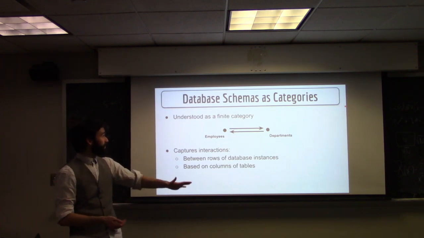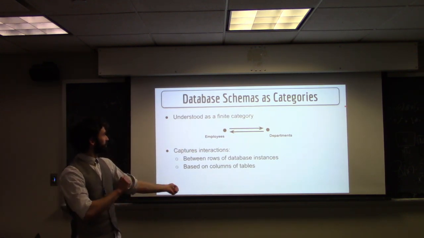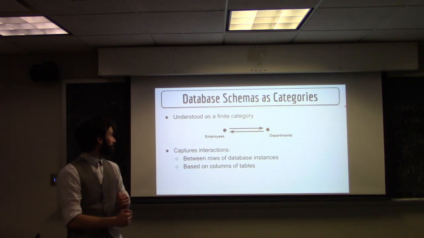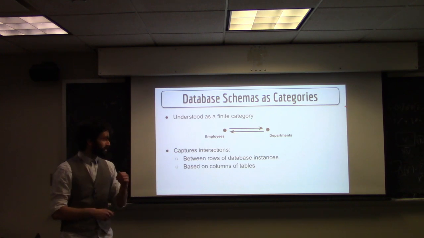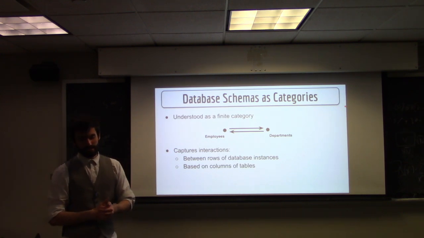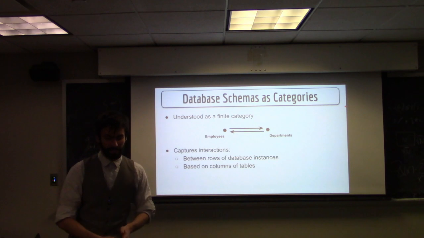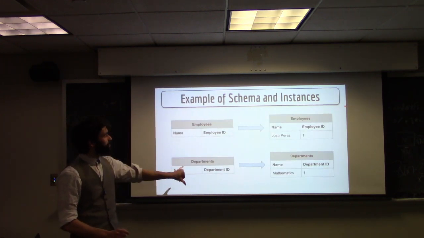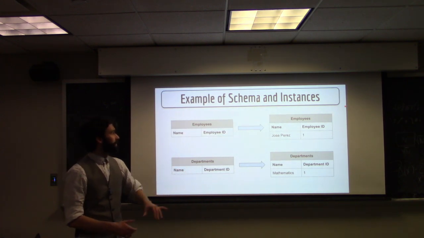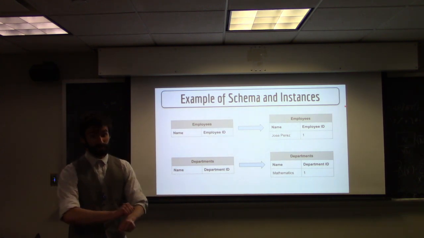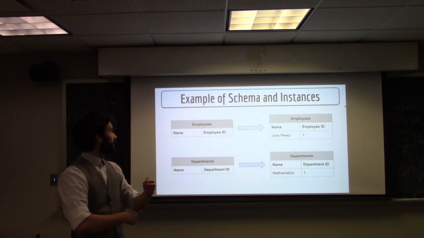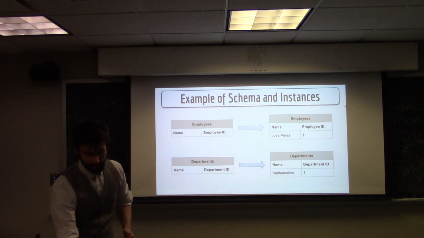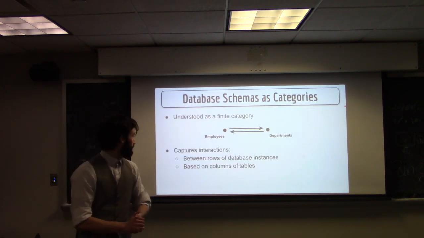So if we go back to our two tables, we can think of the relationships between employees and departments as describing a finite category. And it captures the interactions between rows of database instances and based on the columns of the tables. So we can actually capture between these two tables how these two tables might relate to one another, if someone wants to look up, say, where Jose Perez works within this company or this department.